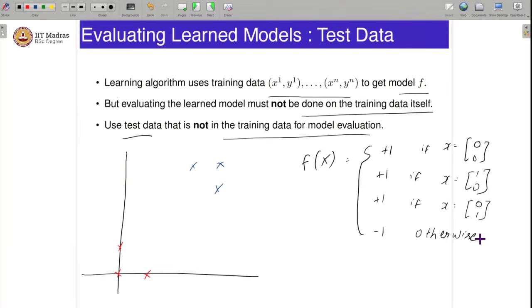So, what does this model exactly do? It essentially, for almost all of the inputs, is going to be minus 1. Just for the 3 special cases it is going to predict plus 1, right. On the training data, this particular model f has 100%, sorry, it has 0 loss, right, because it gets all the training points correct, it has 0 loss.